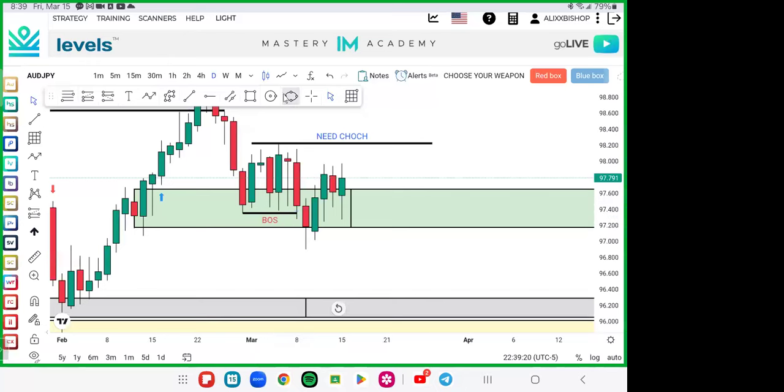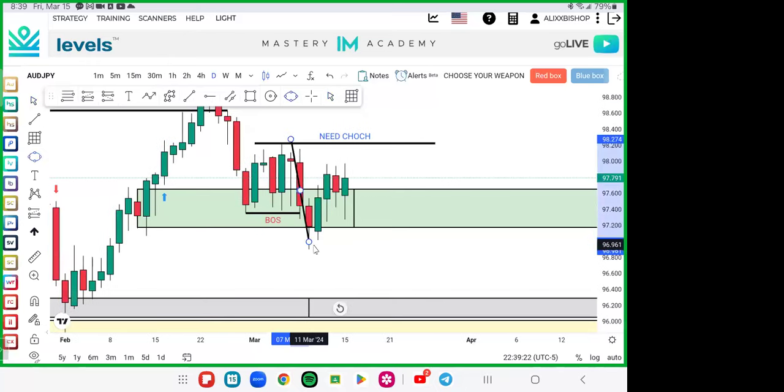We do break and close above, right? Or I'm sorry, we break and close below. So that would be a rally breakout. So this green candle is technically my starting point. Now, we do break and close below this daily starting point, right? So technically it has been violated. So again, I would just wait for confirmation, guys. Wait for confirmation, okay?